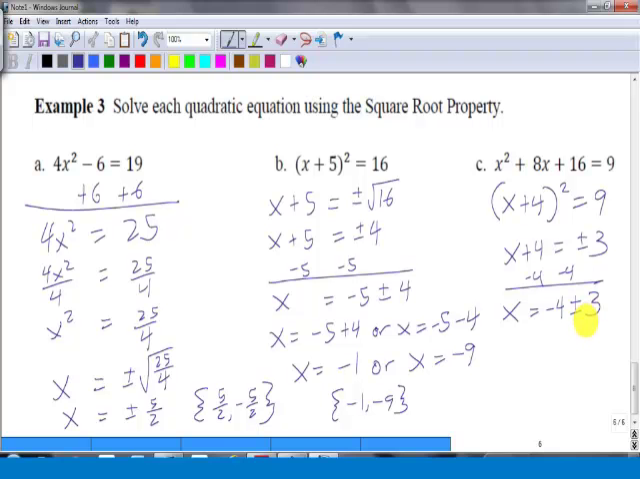And I want to ask for a show of hands. I know everybody knows what negative 4 plus 3 is, and everybody knows what negative 4 minus 3 is. So we write it. Negative 4 plus 3, negative 4 minus 3, and then write down the solutions. X equals negative 1 or x equals negative 7. Two solutions. Could have found them by factoring. Did find them by factoring, actually.